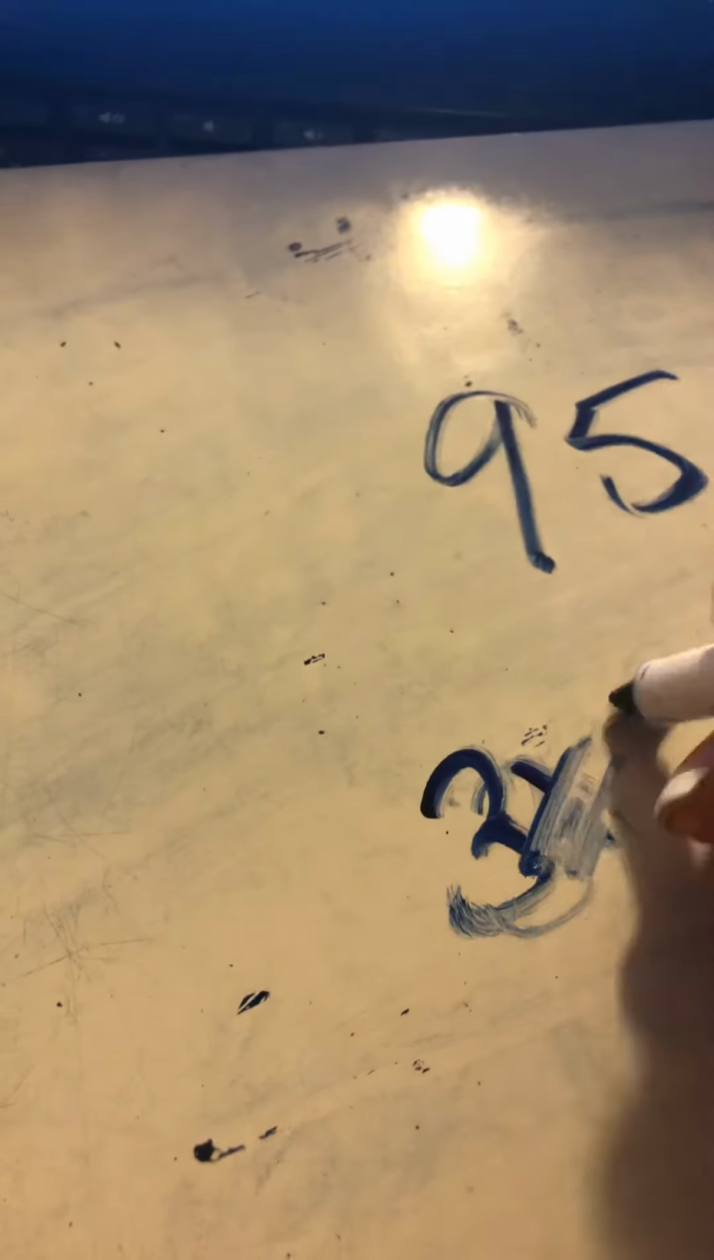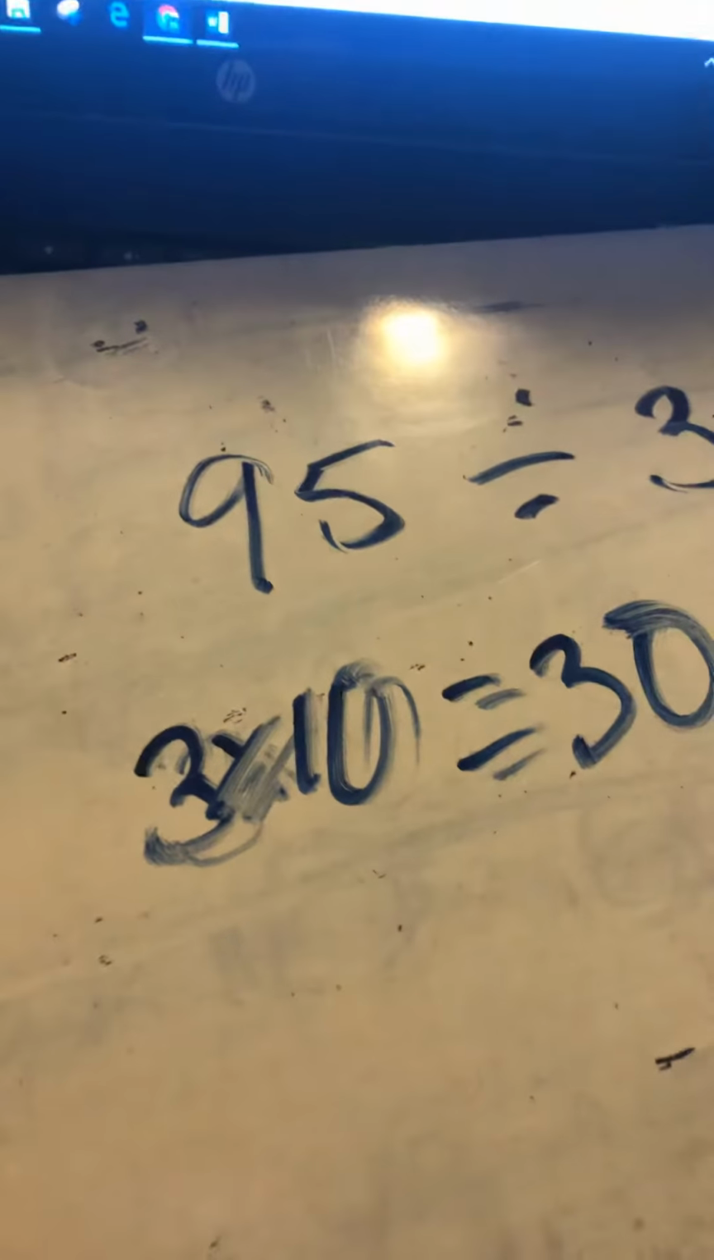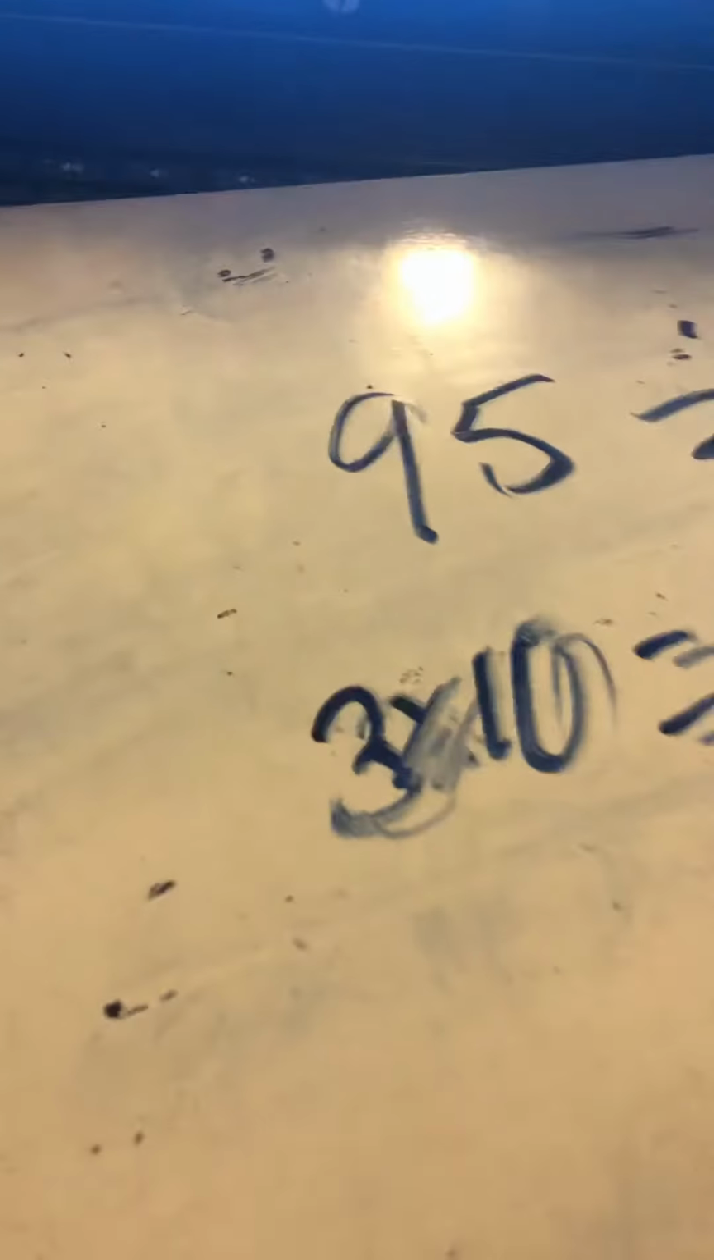Okay, how did I know where to start? Well, once again, take the problem, 95 divided by 3, right? Okay, and we take 3 times 10 is equal to 30, right? Sorry, my marker.